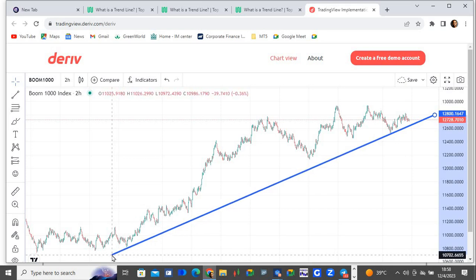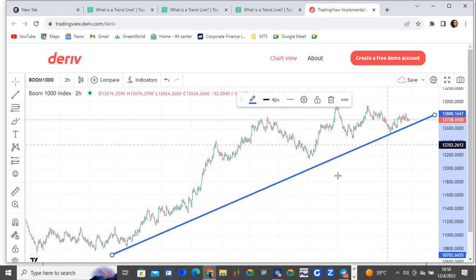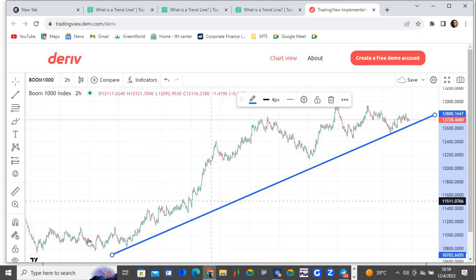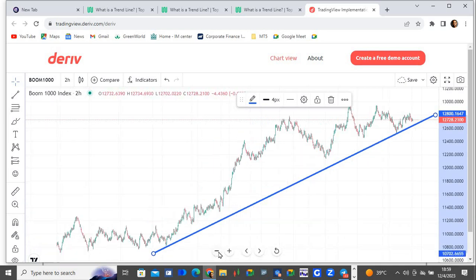This is how it looks. So you are able to tell that, like we are saying, it also acts as your support and resistance level. In this case, this is our support level in the 2 hour time frame. So if the price hits here and bounces, you enter buy. If you entered buy from here, you could have been in profit, from here up to there. So this is how you draw your trend line.